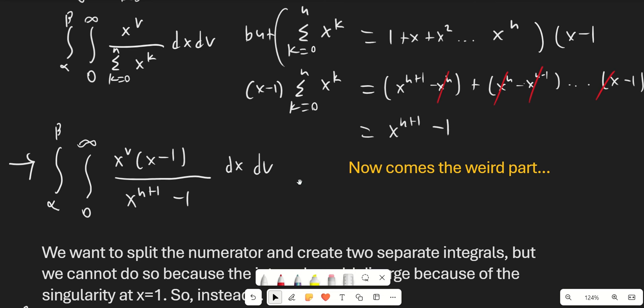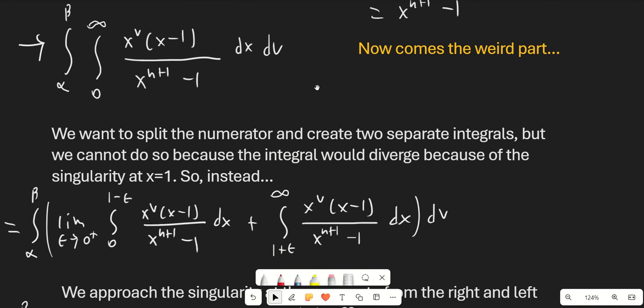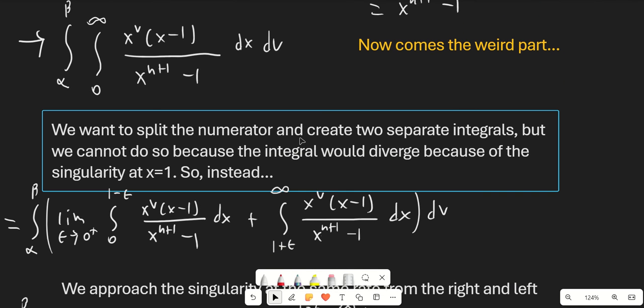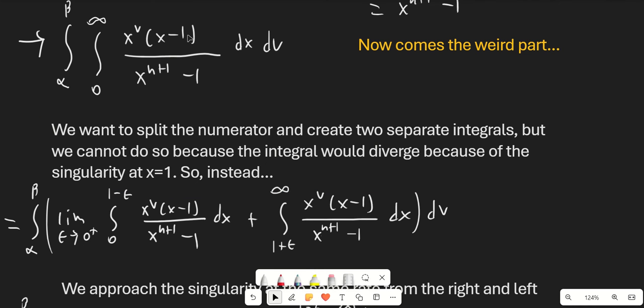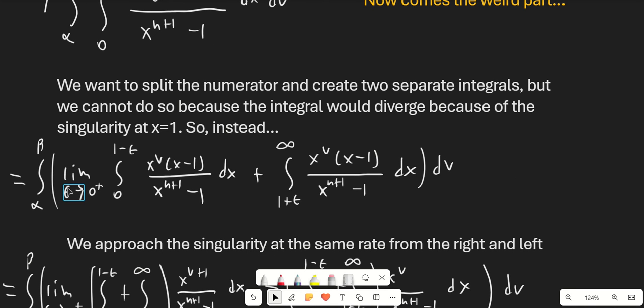So this is really the weirdest part of this integration. We want to split the numerator to create two separate integrals, so split this x and 1, but we can't do that because each of those individual integrals would diverge because of the singularity at x equals 1. So what we're going to do is take the limit as epsilon goes to 0 plus, then split this up into two separate integrals, one from 0 to 1 minus epsilon, and one from 1 plus epsilon to infinity.